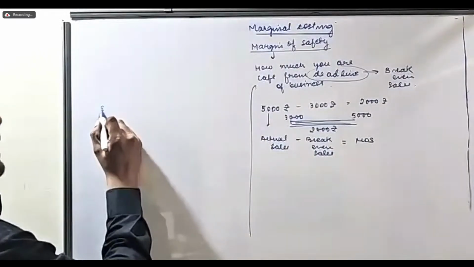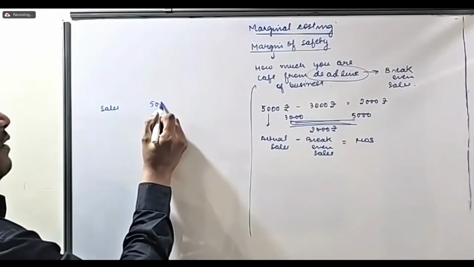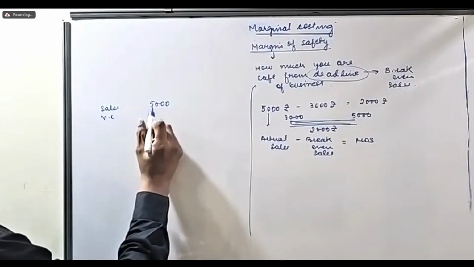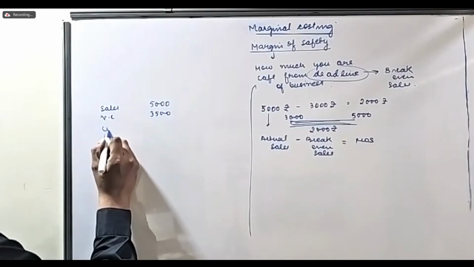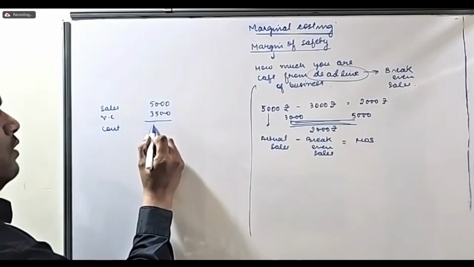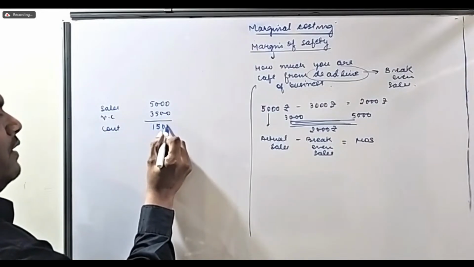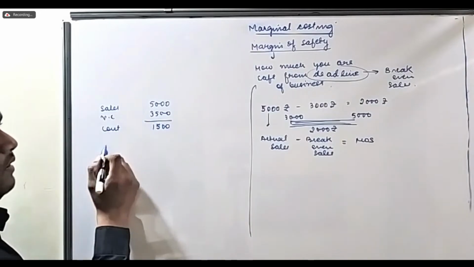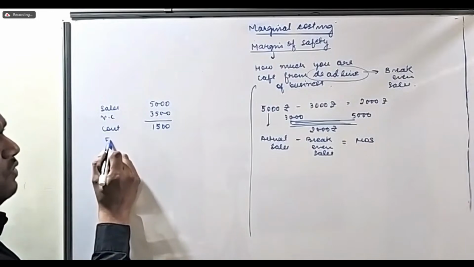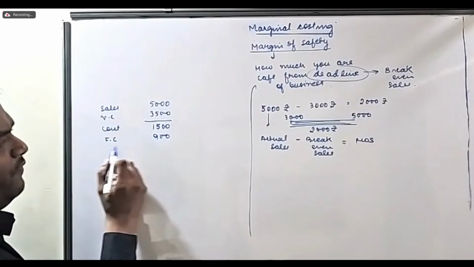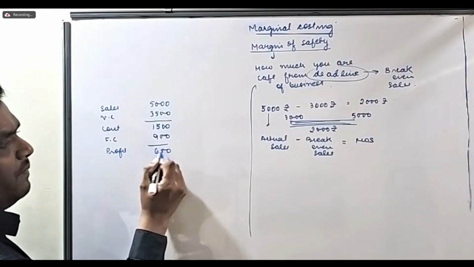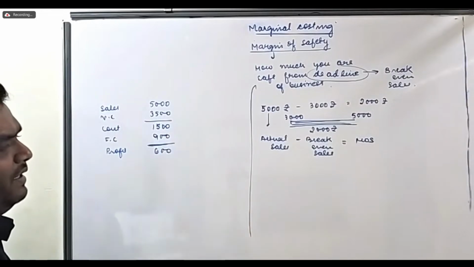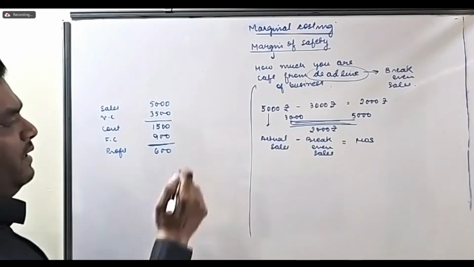As I said, my actual sales are 5,000. Let's say my variable cost is 3,500. My contribution will be how much? 1,500. So my fixed cost is, let's say, 900. Therefore, my profit will be what? Sorry, 600. Therefore, my profit will be 600.